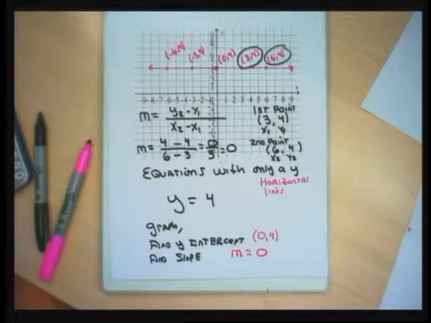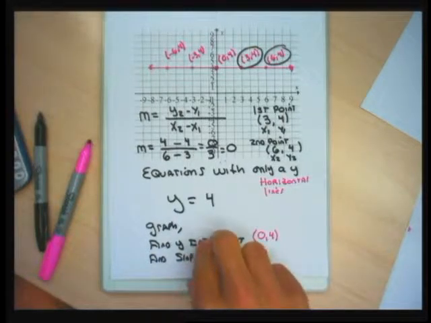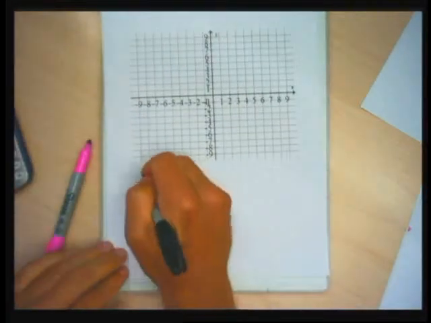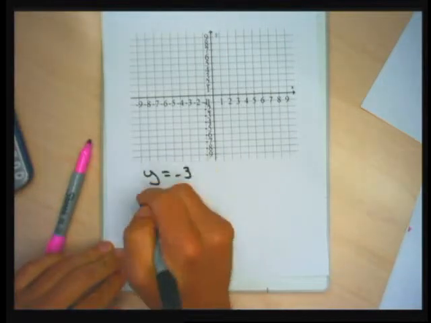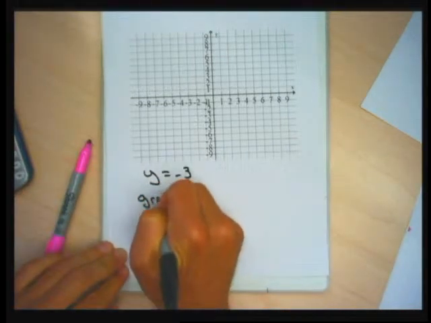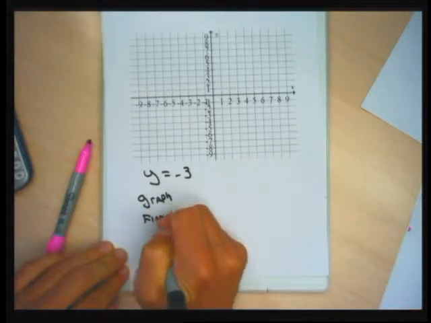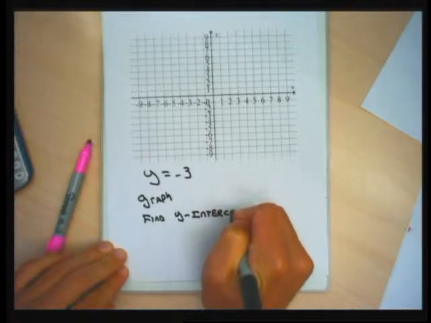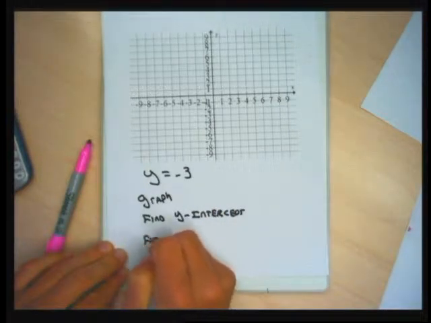If you would have picked different points for your first point and your second point, it wouldn't matter. You're going to get exactly the same slope. Let me do another equation with only a y. How about something like this? y equals negative 3. I'll say sketch a graph, find the y-intercept, and find the slope.